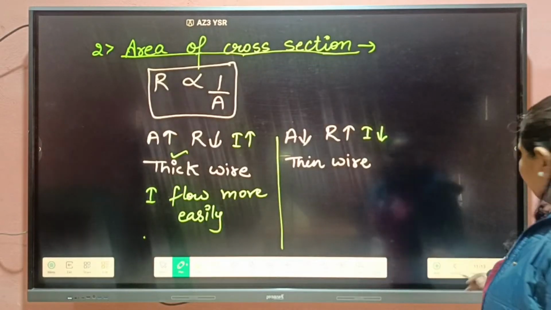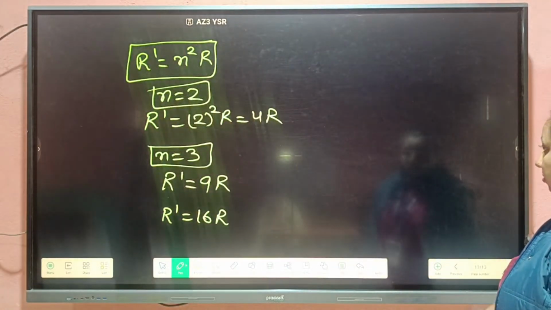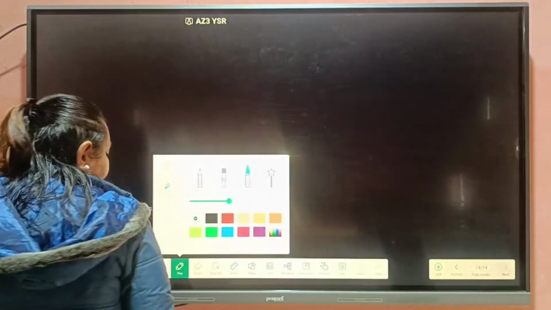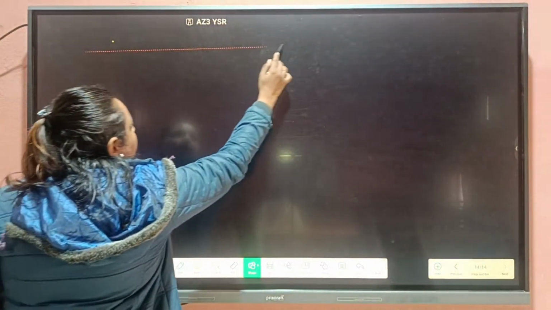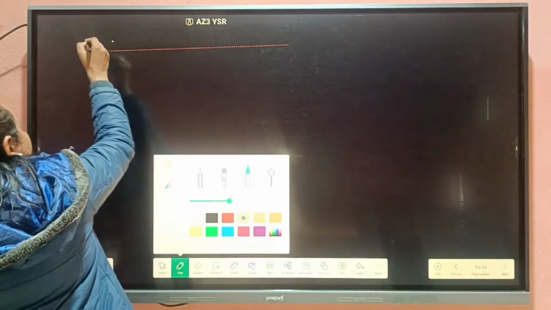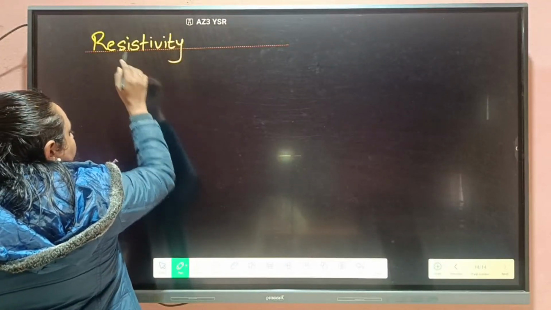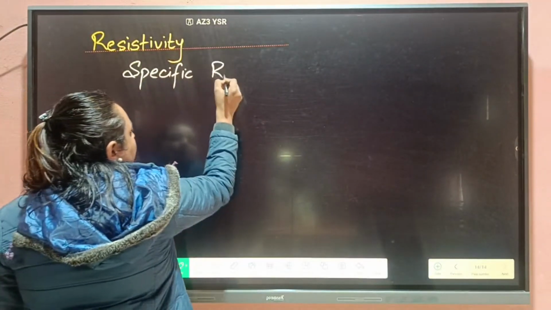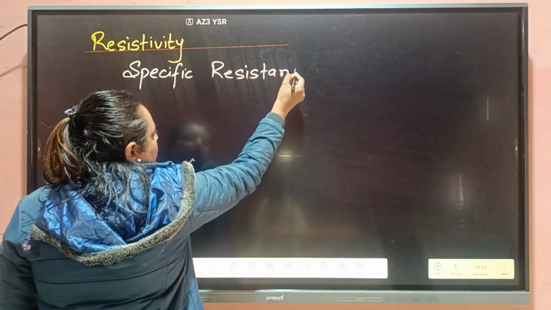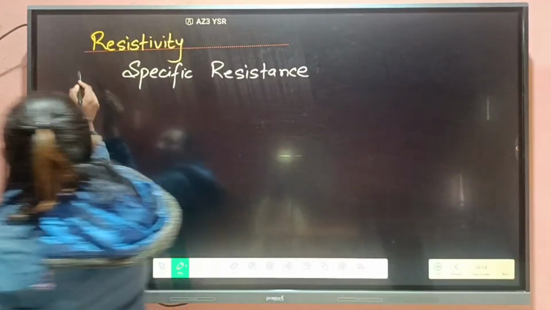Now we have completed the 2 factors. The third factor we have, yeah, from these 2 factors we have a physical quantity. What is that? That is resistivity. First of all, we covered it. So what is resistivity? It is also known as specific resistance.